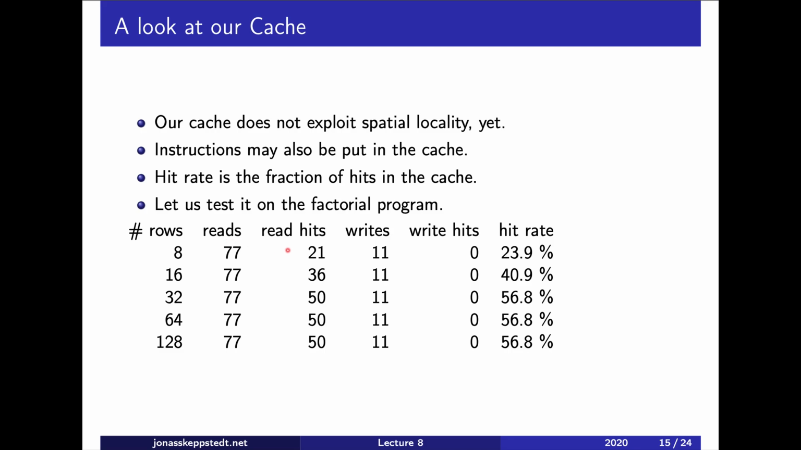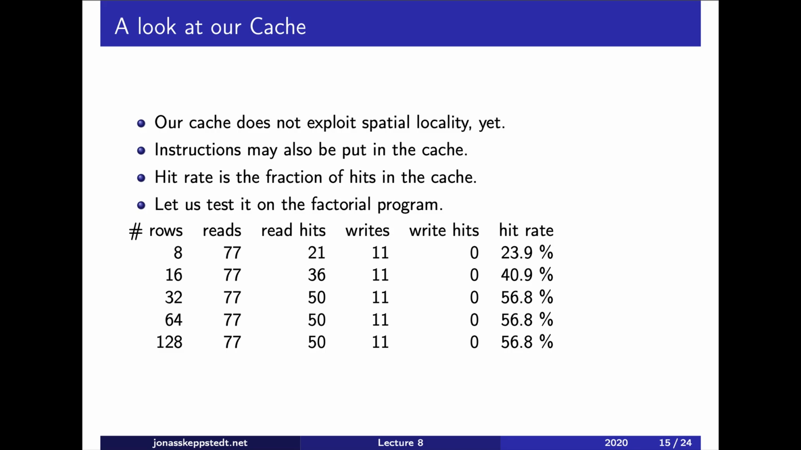So what we can see here, all writes miss in the cache, and some reads can hit. I mean, there are read hits also with only 8 rows, but the more rows, I mean the bigger cache we have, the more read hits we get, up to some extent. Okay, and what can this be due to?